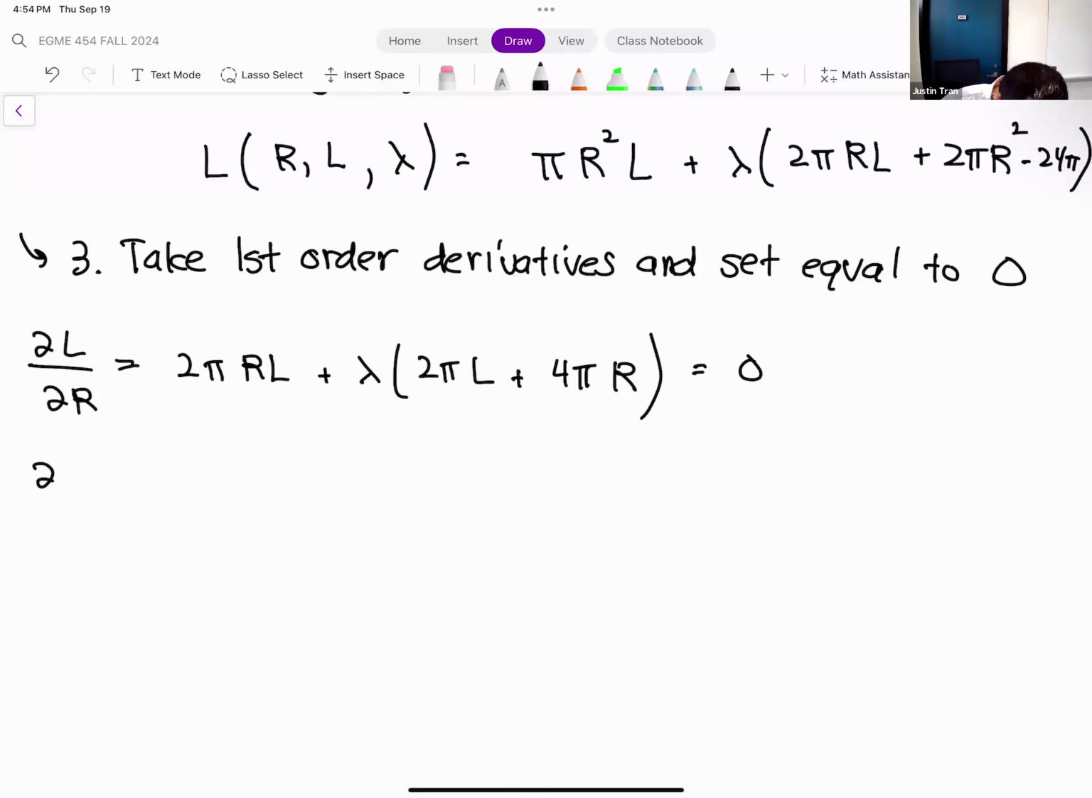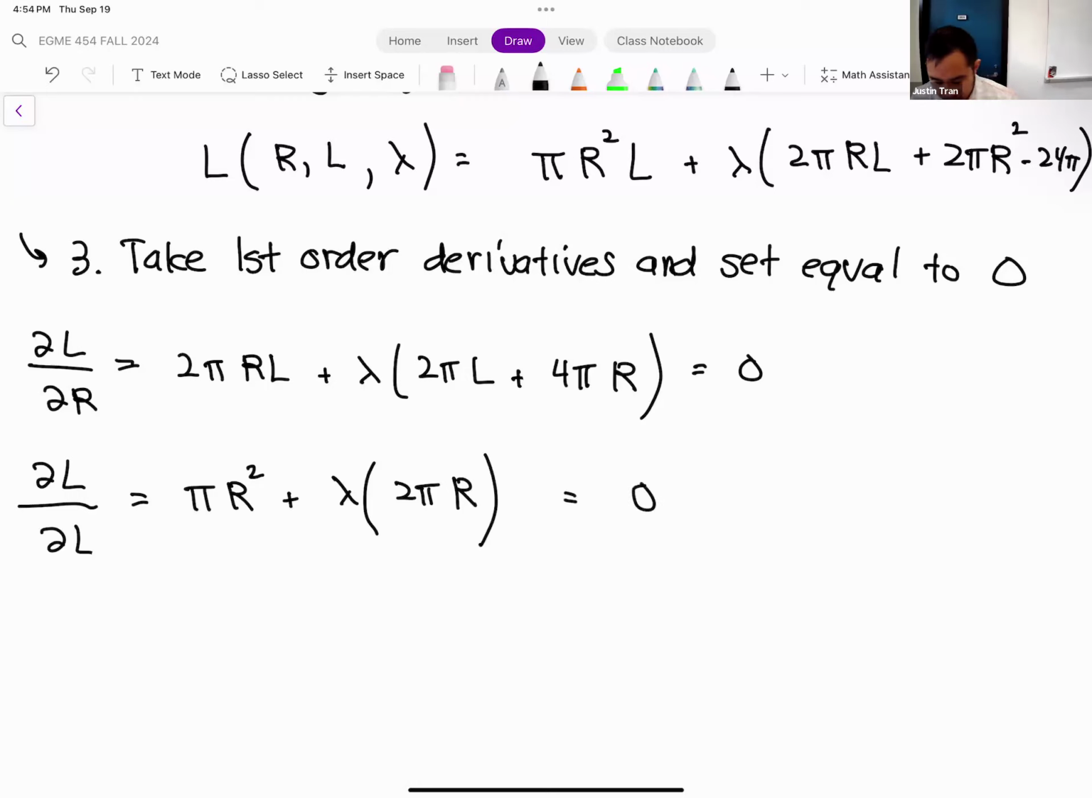Next, we're going to take the partial derivative of the Lagrange function with respect to the length. Because of my poor decisions, we have a strange looking partial derivative, partial L, but that's the partial derivative of the Lagrange function with respect to the length. Let's carry out this derivative. We have pi big R squared plus lambda times quantity 2 pi R, and that's it. Equal to.